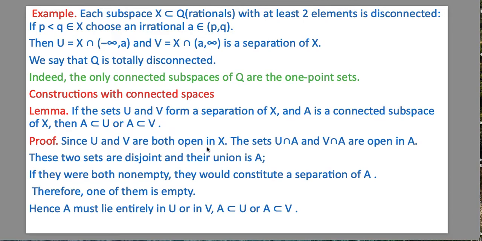Since U and V are both open in X, the sets U intersection A and V intersection A are open in A. These two are disjoint and their union is A. If they are both non-empty, they would constitute a separation of A. Therefore, one of them is empty. Hence, A must lie entirely in U or in V. That is, A is a subset of U or A is a subset of V.